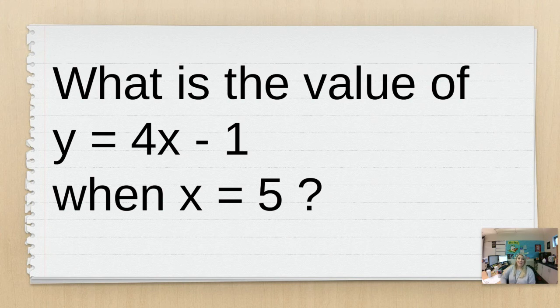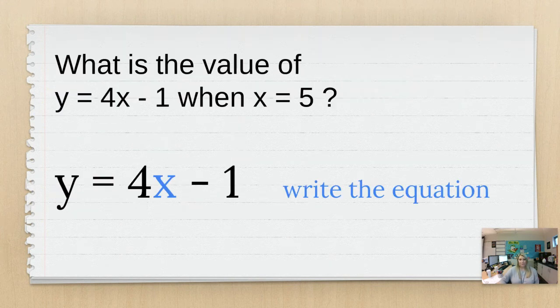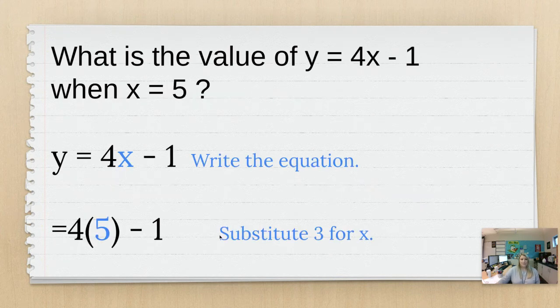Let's do it again. What is the value of y equals 4x minus 1 when x equals 5? Step 1, write the equation. Y equals 4x minus 1. Next, substitute, this should say 5. That's a typo. Because it says when x equals 5, sorry about that.